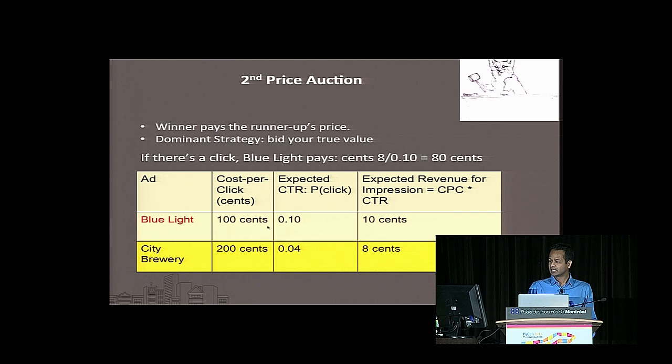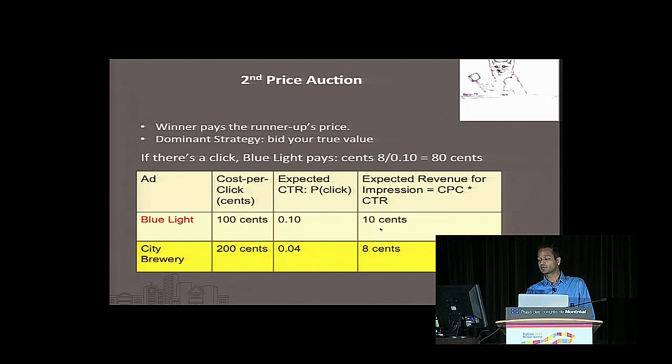So let's say Blue Light was bidding 100 cents and City Brewery was bidding 200 cents for this one particular query. And our other system, the click-through rate prediction system, says that the expected click-through rate, if I were to return Blue Light as an ad, is 0.1, and if I were to return City Brewery as an ad, is 0.04. Then I would compute the expected revenue, which is nothing but the product of these two things. So it's 10 cents for Blue Light, and for City Brewery, it's 8 cents. So Blue Light will win.